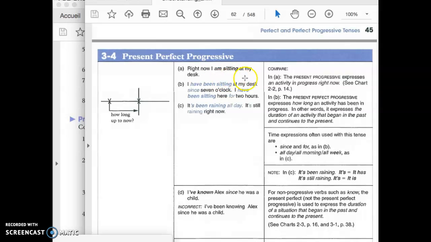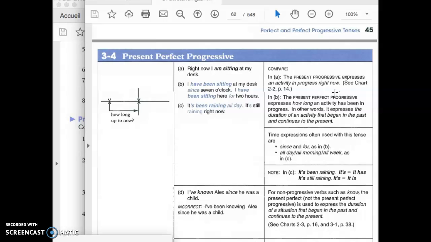Right now, I'm sitting at my desk. I have been sitting at my desk since 7 o'clock. I have been sitting here for 2 hours. It's been raining all day. It's still raining right now. Okay. The present progressive expresses an activity in progress right now.